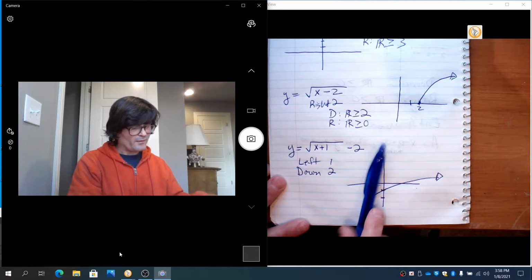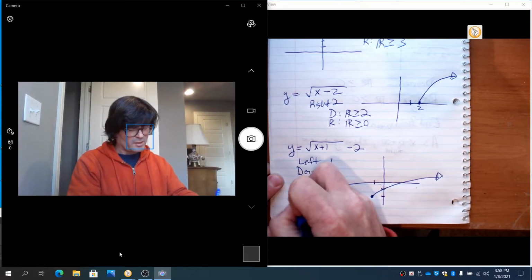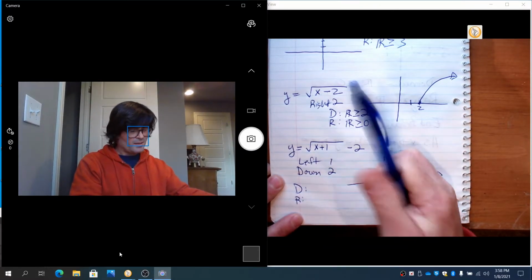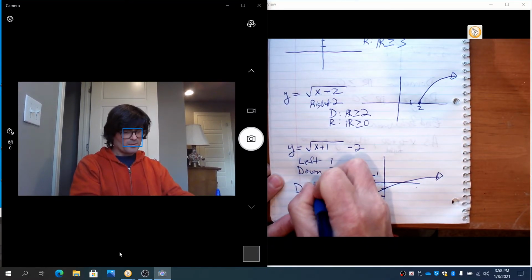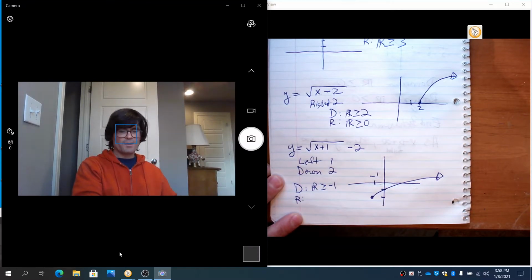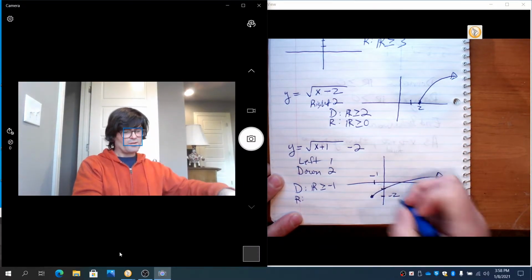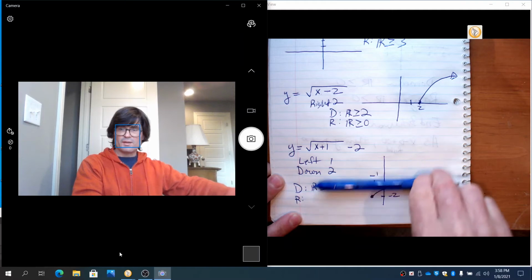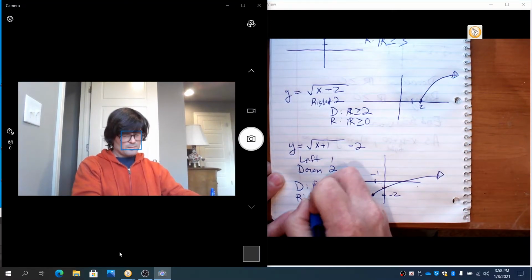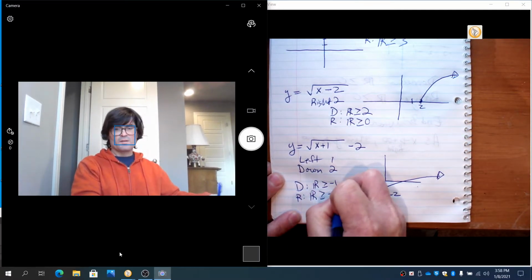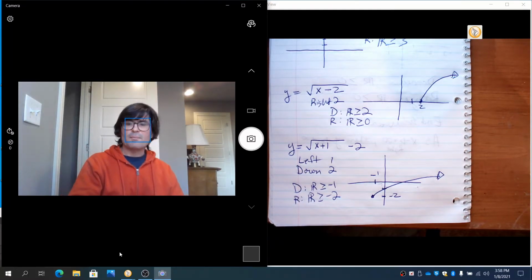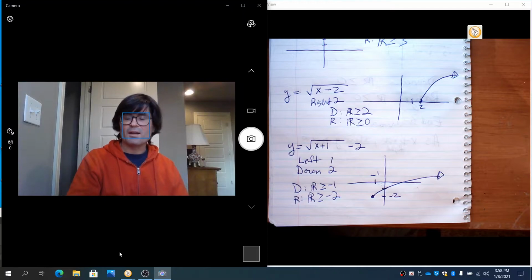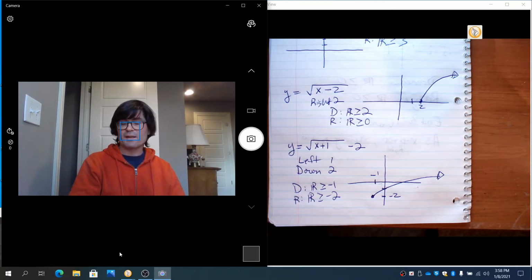Here, this is moved left. So if you talk about domain and range again, the domain is negative one and to the right. So it's going to be all real numbers bigger than or equal to negative one. And then it shifted down to negative two. So the range is going to be negative two and up. So that's how the shifting left and right impacts the domain and the range. The domain and the range shift left and right, up and down, along with the graph shifting.